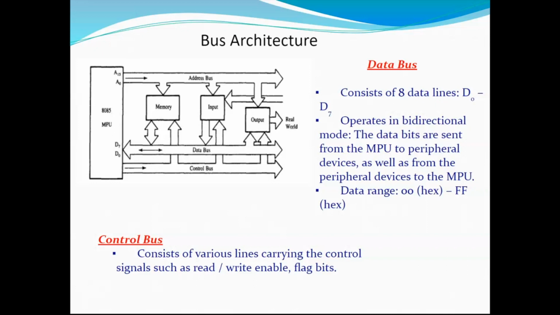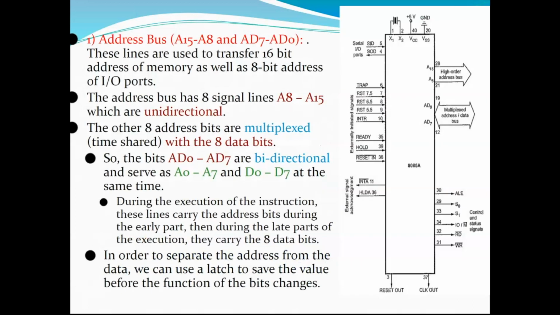The data bus consists of 8 data lines D0 to D7 and operates in bidirectional mode. That is, the data bits are sent from the MPU to peripheral devices as well as from the peripheral device to the MPU. The data range is from 00 hex to FF hex. The control bus consists of various lines carrying the control signals such as read, write, enable, and flag bits.